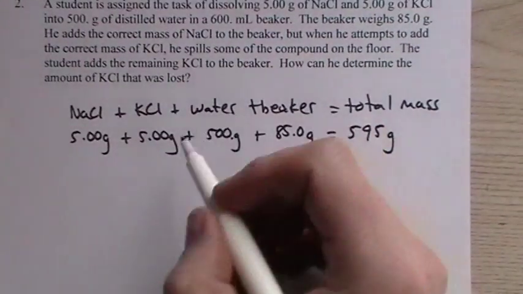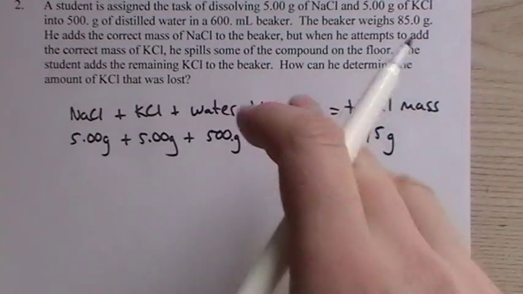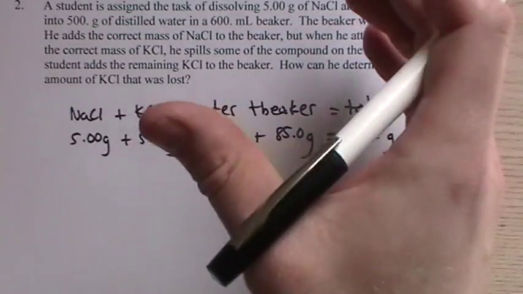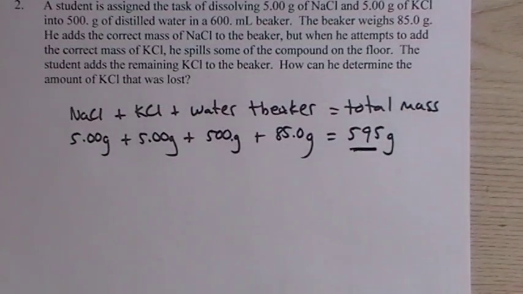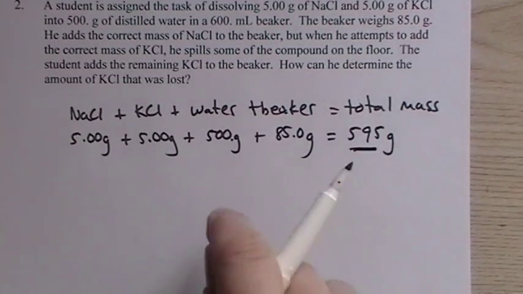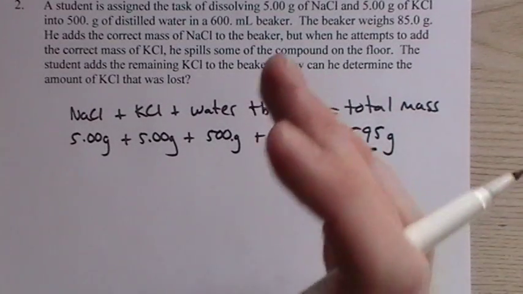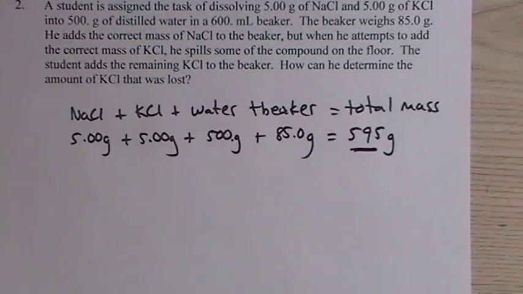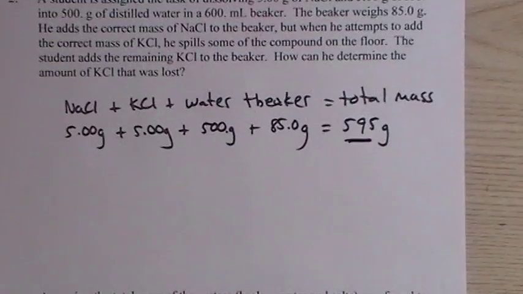But we know that the student lost some of the KCl, and the rest of the KCl went in, along with everything else. So if you were to weigh what he has, what he would find is a mass less than this, because he lost some of the KCl. By difference, we subtract what he found finally on the balance from 595. That has to be the mass of the missing KCl. Law of conservation of mass says it must be.